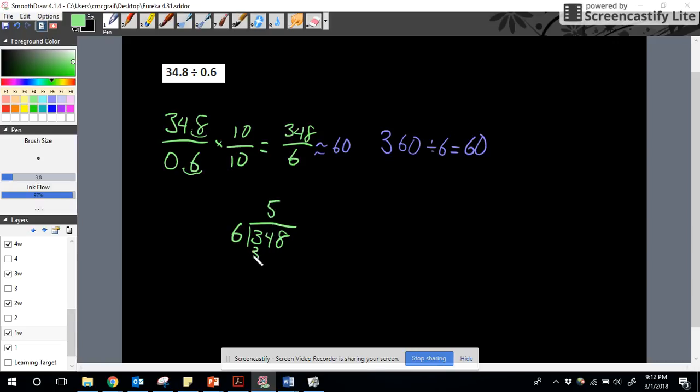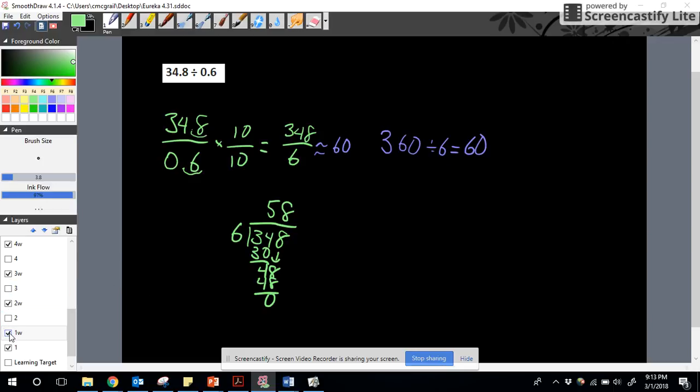5 times 6 is 30. Subtract 4, bring down the 8. 6 can go into 48 8 times. 8 times 6 is 48. And voila, I have a remainder of 0. My answer is actually 58. That is very, very close to my answer of 60. So I know that I'm probably on the right track.